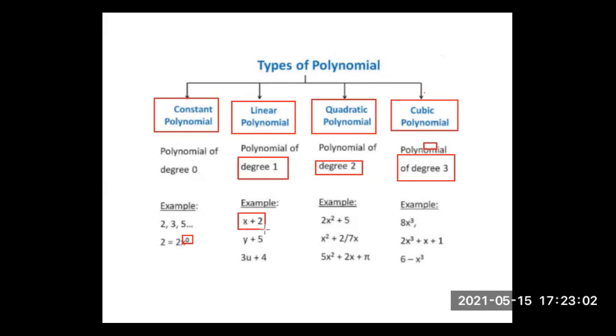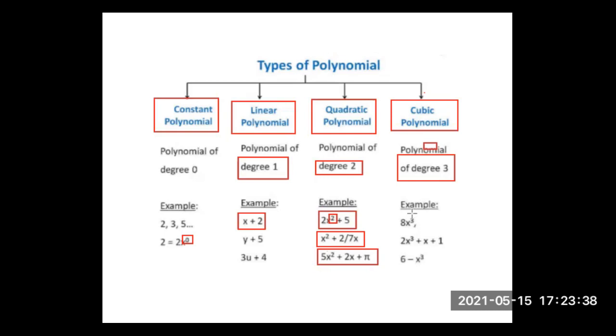That whole one we can call a linear polynomial. If you move to the quadratic polynomial, here you can see the example, that is 2x square plus 5. So that one's degree, you can see on your screen, is 2. That means we can call it a quadratic polynomial. One more example you can see, x square plus 2 by 7x. So that one also has degree 2. One more example, 5x square plus 2x plus pi. 5x square degree is our 2.